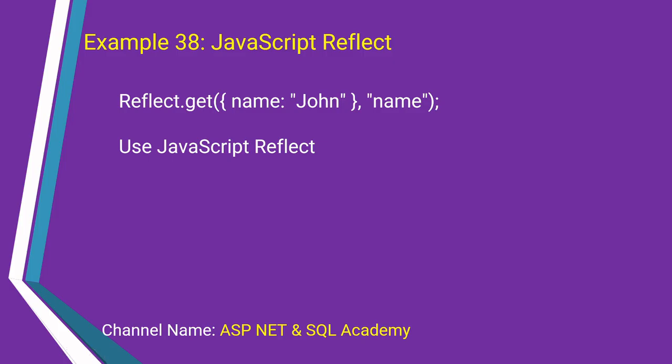Example 38. JavaScript Reflect. Reflect is a built-in object that provides methods for intercepting and manipulating JavaScript operations. We can use the Reflect object to create a proxy that logs messages to the console.